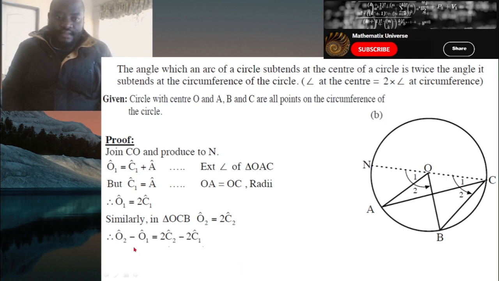Then this gives us this, but this time to get our angle AOB, we are not adding the two equations, we're subtracting the smaller angle from the bigger angle to be left with this AOB here. The same applies this side. We're subtracting the C1 from the C2. Then we factor out a 2 here. Then C2 minus C1 is our ACB, and O2 minus O1 is our AOB, which means we have proved the theorem.